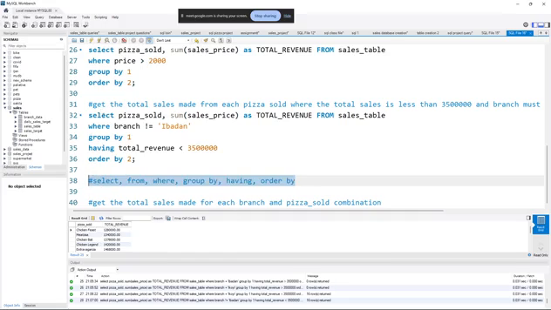Select first, then your from, where you tell us where you're taking your table from. Then your where clause, then your group by, then your having, then your order by. It's not compulsory that you have everything in your code, but if at all you want to have it, this is how you would have it. Sometimes you can have all, and sometimes not.